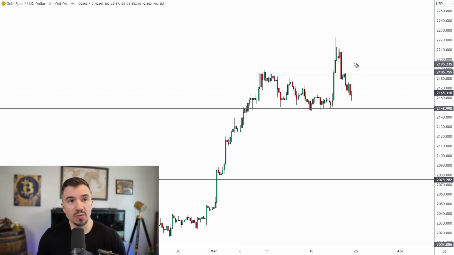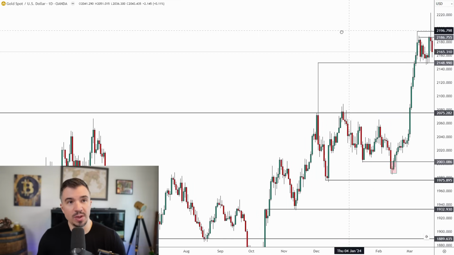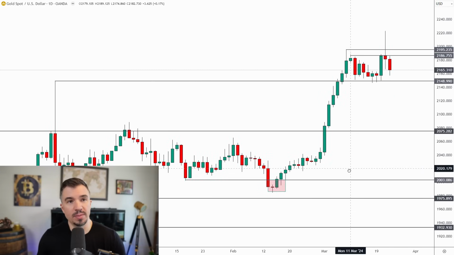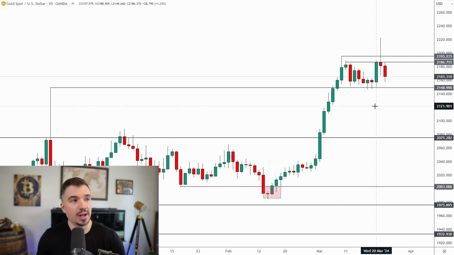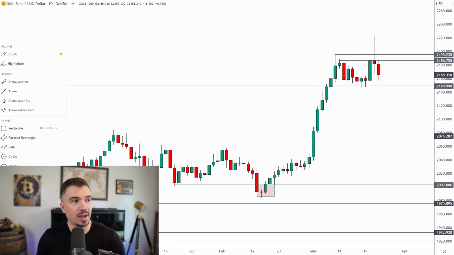We could just see the market reclaim this area up here around 2195, reclaim this and head higher toward the recent high and then potentially some psychological levels from there. Now, targets are going to be hard to come by above this area because, again, that would be a new all-time high for gold. But right now, guys, I would be careful trying to long this with these imbalances below 2140.